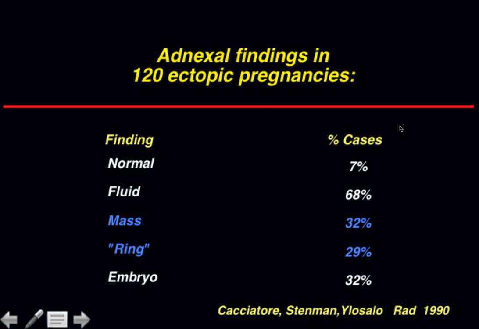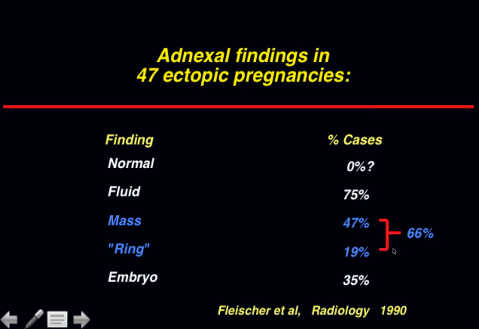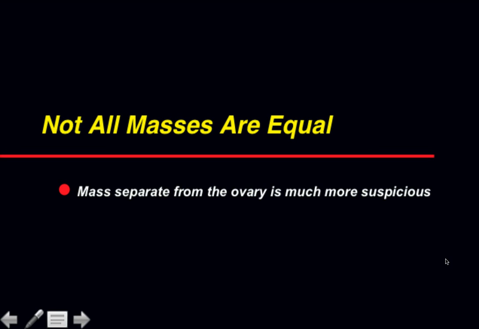Masses are common in patients who actually have ectopic pregnancies. More than 60% in the Cacciatore series, 2/3 in the Fleischer series. Just as not all fluid is equal, not all masses are equal. And a mass that is separate from the ovary is much more suspicious than a mass in the ovary. I will bring up the issue of ovarian ectopics in the second lecture, but it's extraordinarily unlikely that I would ever call a mass within the ovary as a potential ectopic pregnancy.